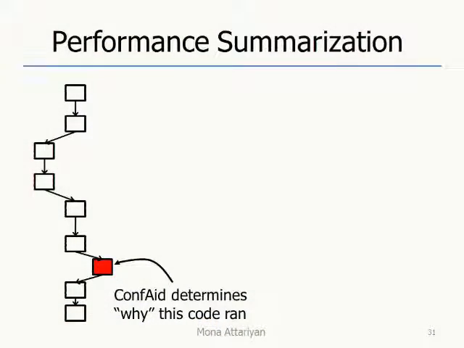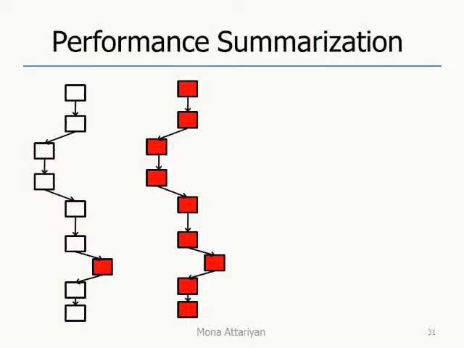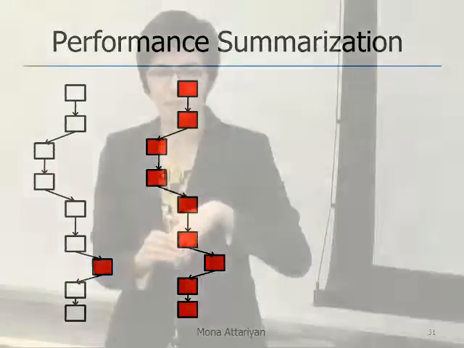So let's talk about the idea of X-ray. We call it performance summarization. At ConfAid, as I explained, we were basically interested in finding out why a certain piece of code, for instance an error, ran. This bad red block of code. Why did that run? In X-ray, the problem is that we don't know where this red block is. But nothing really prevents us from treating the entire code like red blocks of code and determining why all events in the code ran. That's exactly what we do.